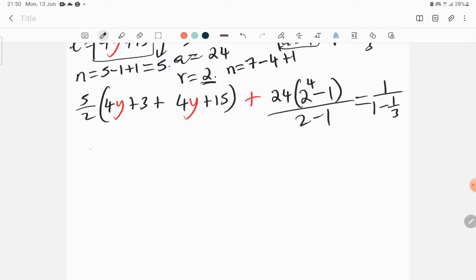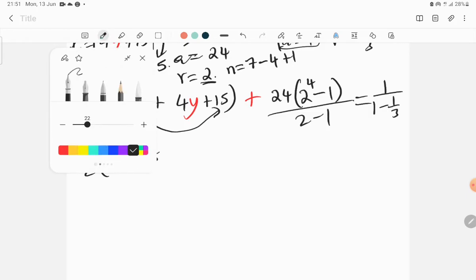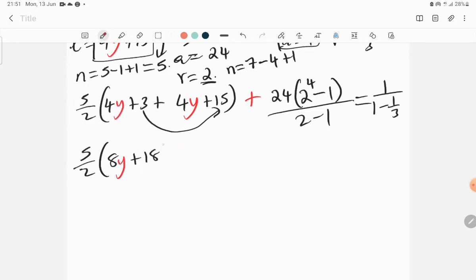Now what are we having? We have 5 over 2. Then we have 4y plus 4y, which is going to be 8y. Then therefore plus 18, because 3 plus 15 is just 18. Then let's just have 8y here. Then therefore this is what we have. Then plus, that plus sign, then plus this one is what we are trying to simplify as far as we can. Then this 2 minus 1 is just going to be 1. Then this one is just going to be 16 minus 1 is 15.